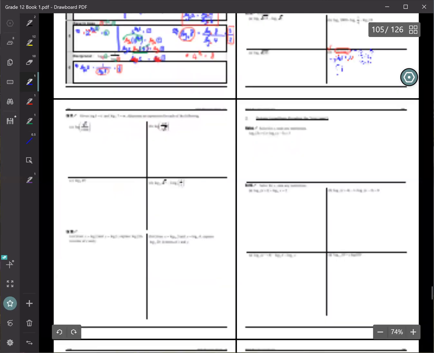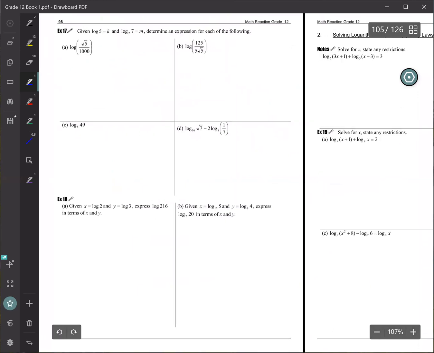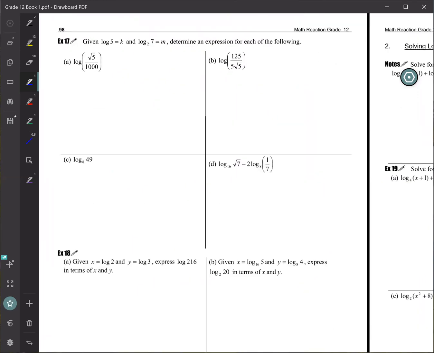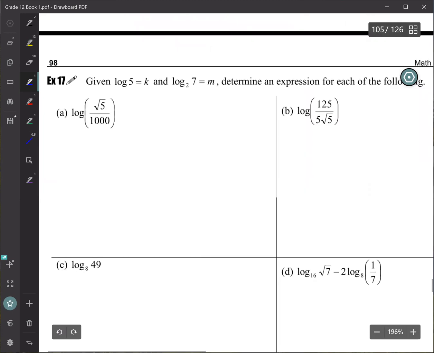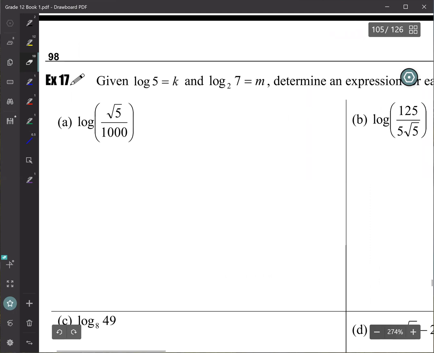Okay, so now let's look at another type of question. Page 98, okay? This part is not evaluating, because if you look at the value that they give you, log 5, there's no base there. So what's the base for that one? Ray? What's the base for log 5 here? 10. Yeah, okay. Remember, if you don't see a base, it's 10. So it tells you that log 5 is k. Log base 2 of 7 is m, right? So it doesn't give you a number.